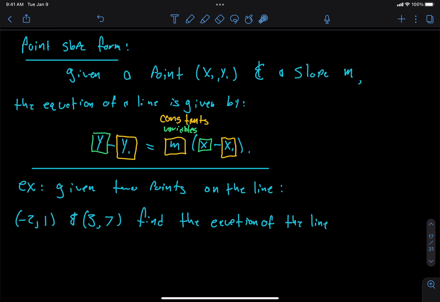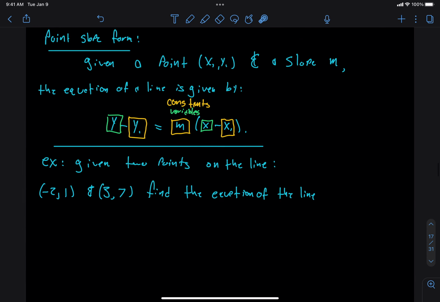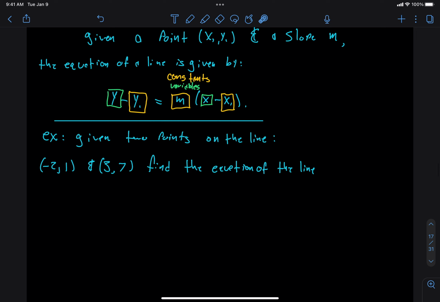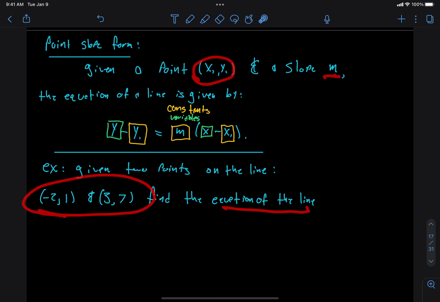So let's see an example of how we would use this. In this example problem, I'll leave this up on the screen so that you can see it for a little while longer. Given 2 points on the line, hang on, didn't they say in the previous thing that we can find the equation of the line as long as we know 1 point and the slope? But now all of a sudden they want us to find the equation of the line, and instead of a point and a slope, they give us 2 points. How am I going to handle that?